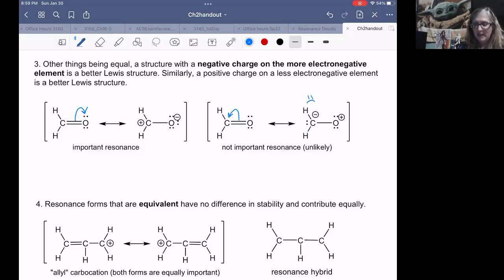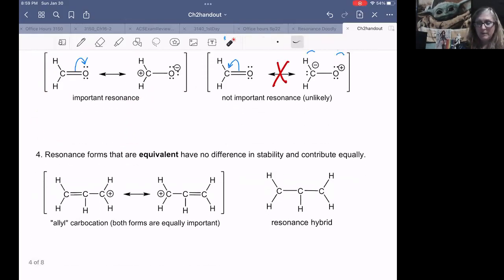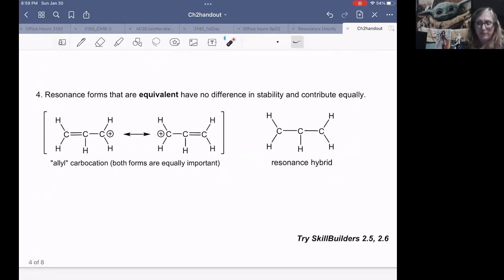That's not so happy. And it gives me an oxygen missing an octet. That's really awful for an oxygen, for an atom that's so electronegative. Remember, oxygen is the second most electronegative atom in the periodic table. So that's how we would recognize that this resonance is very unlikely, and we would want to do this type of resonance instead. So the negative charge is going to want to be on the more electronegative atom. That would always be good news.